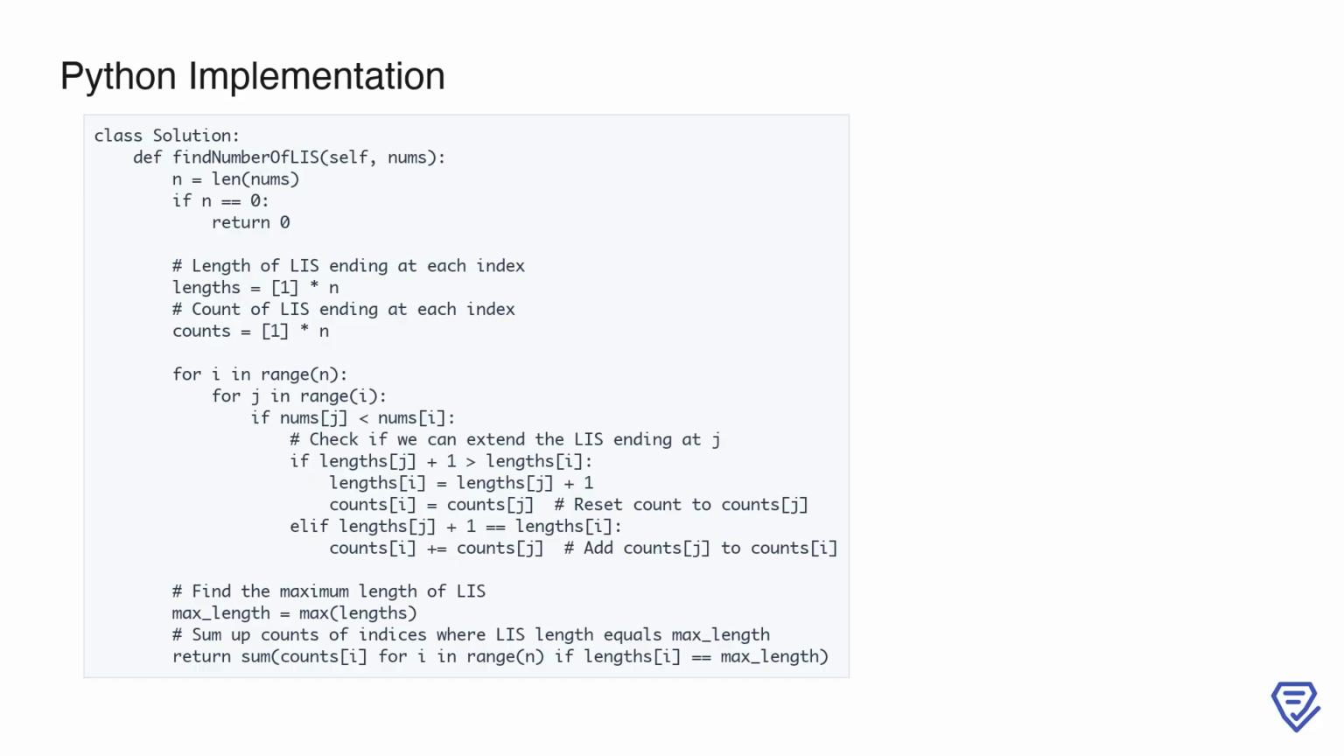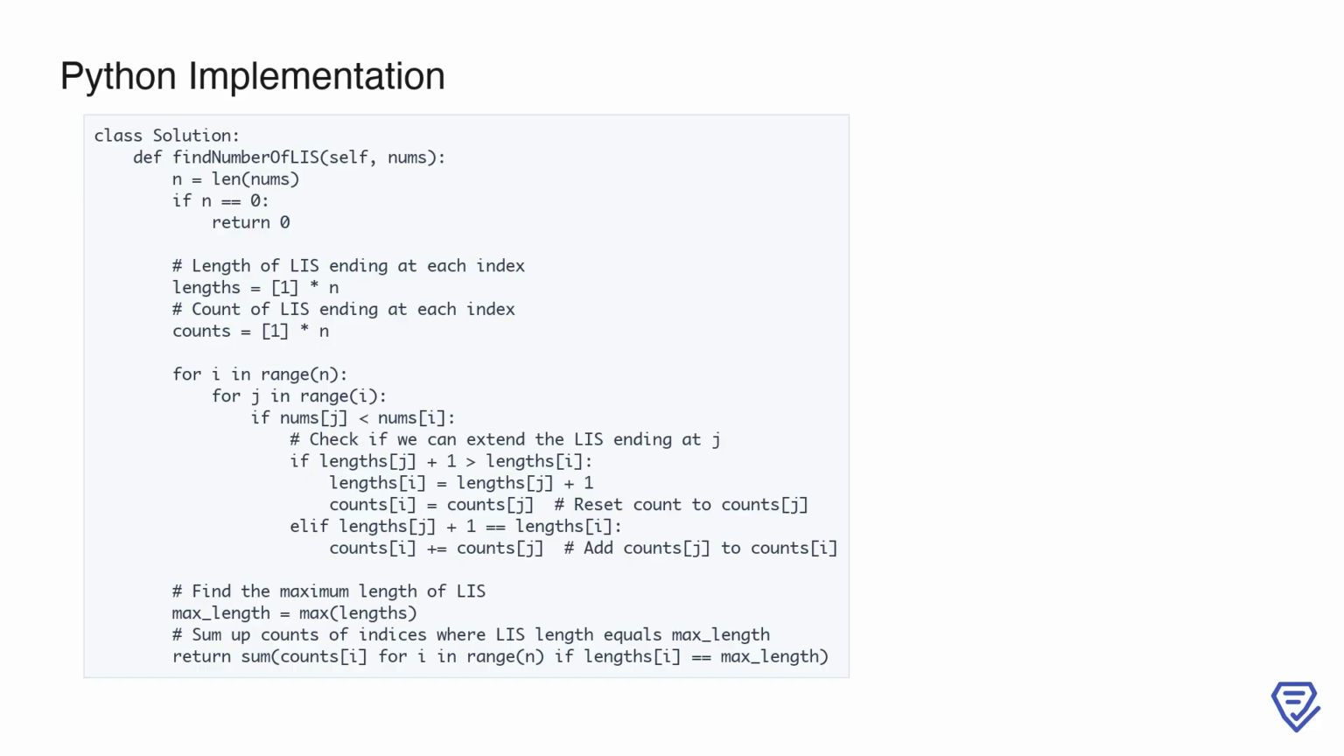3. Nested loops. The outer loop iterates over every index i in the array. The inner loop iterates over all indices j before i. If nums[j] < nums[i], it means the element at i can extend the subsequence ending at j. If lengths[j] plus 1 is greater than lengths[i], it means a longer subsequence is found. Update lengths[i], and reset counts[i] to counts[j]. If lengths[j] plus 1 is equal to lengths[i], it means another subsequence of the same maximum length is found. Add counts[j] to counts[i].